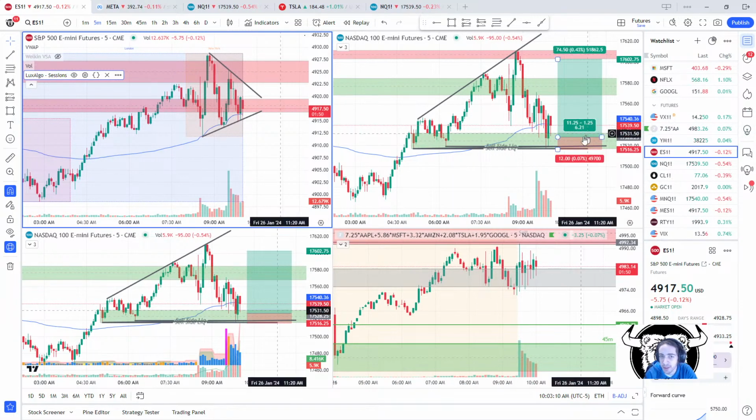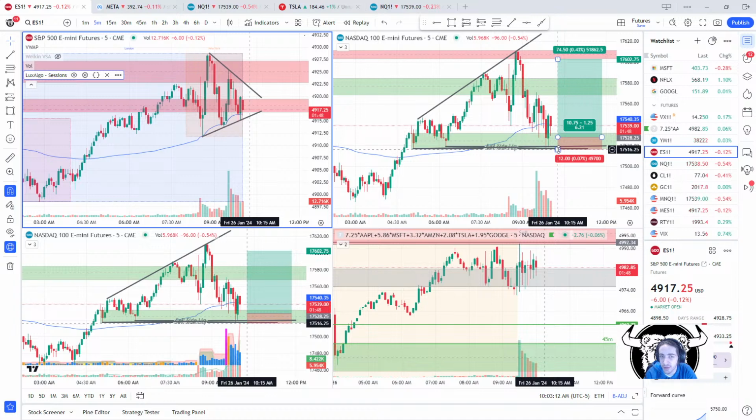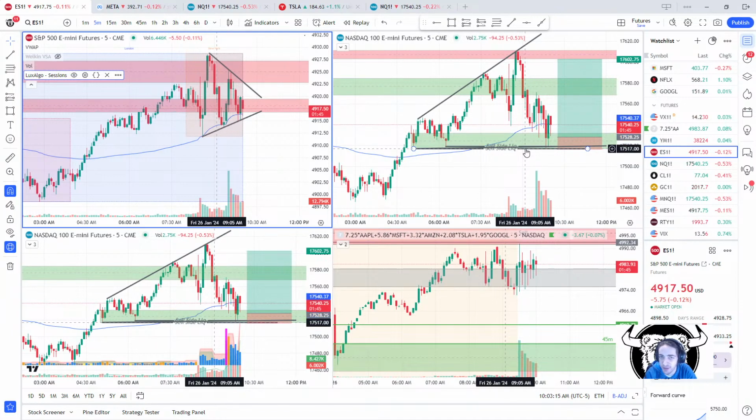I have my hard stops on NQ at the bottom of the demand zone, which is also sell side liquidity, so I am liquidity at 17,517.